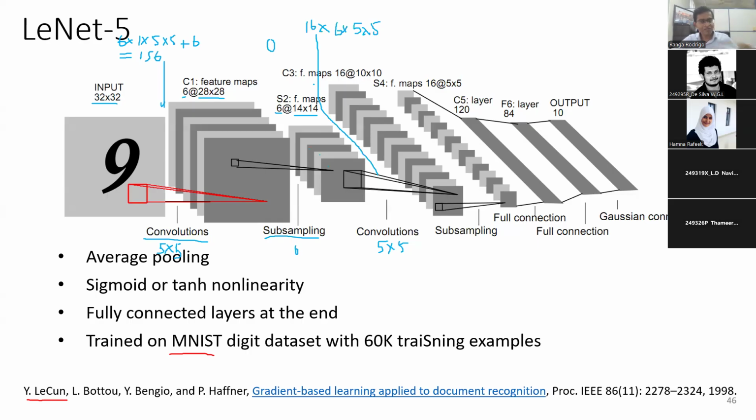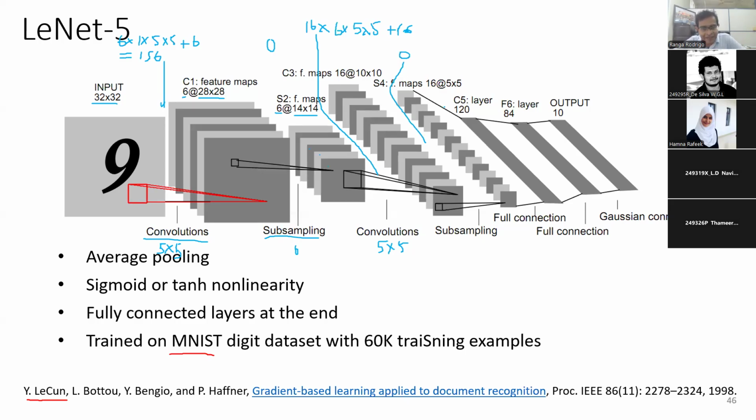So altogether, how much do you get there? 25 times 6 is 150. And of course, plus 16, right? To consider the bias. This subsampling layer has zero learnable parameters.